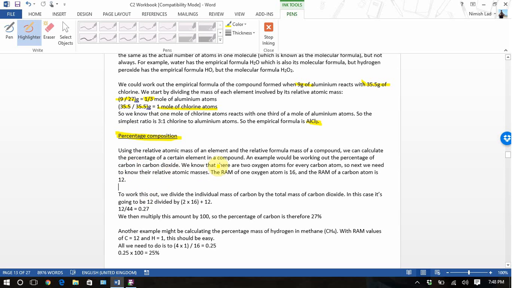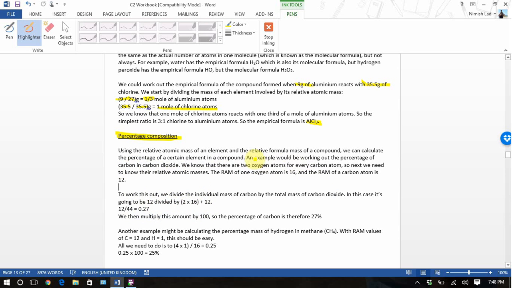We know that there's 2 oxygen atoms for every carbon, so we need to know the relative atomic masses. The relative atomic mass of oxygen is 16, and the relative atomic mass of carbon is 12, as I just said. So CO2 is going to have 12 and 2 16s because there's 2 oxygens. So 2 16s add 12. Okay, so that's 32 and 44. Cool.